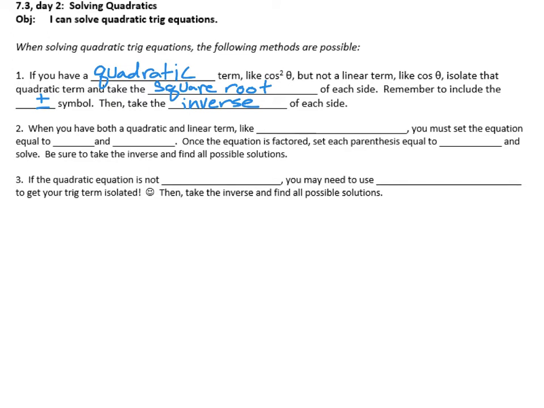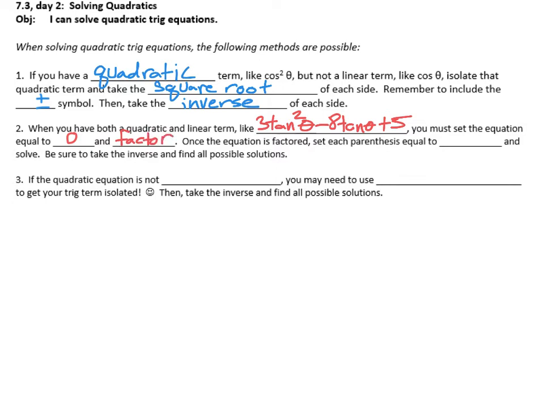Now say you have both a quadratic and a linear term. This would be something like this. Say you have 3 tangent squared theta minus 8 tan theta plus 5. That would have a quadratic term and a linear term. This is a little bit different. Here we'd have to set the equation equal to 0, and we need to factor.